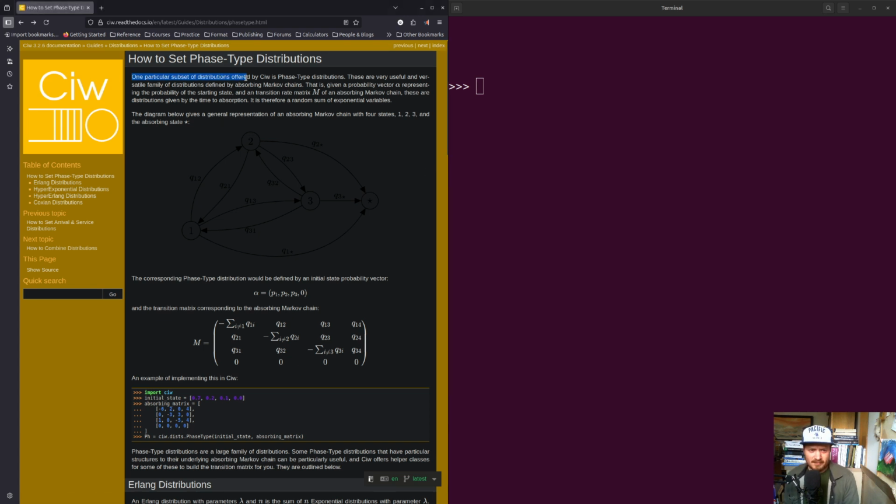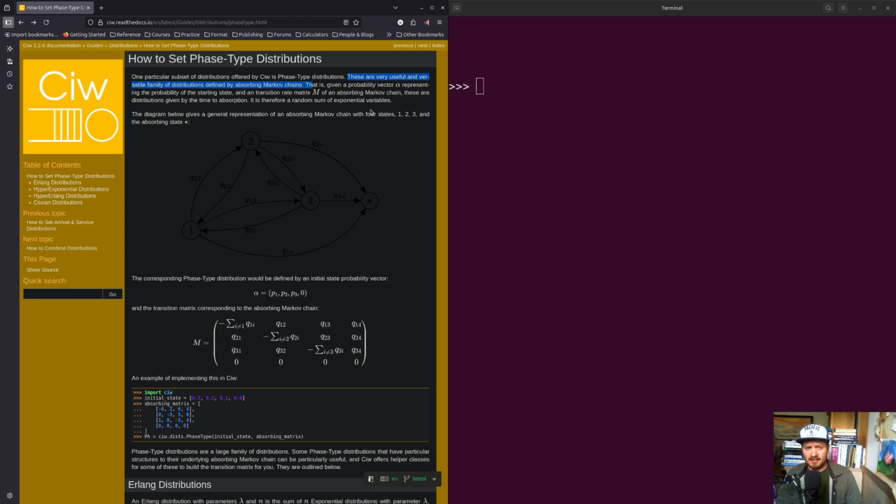At the top, one particular subset of distributions offered by Q is phase type distributions, and that's what we're going to learn about in this particular video. What is a phase type distribution? These are a very helpful, useful and versatile family of distributions defined by absorbing Markov chains. That is, a given probability vector alpha representing the probability of being in some given starting state, and a transition rate matrix M of an absorbing Markov chain. These are distributions given by the time to absorption. It is therefore a random sum of exponential variables.